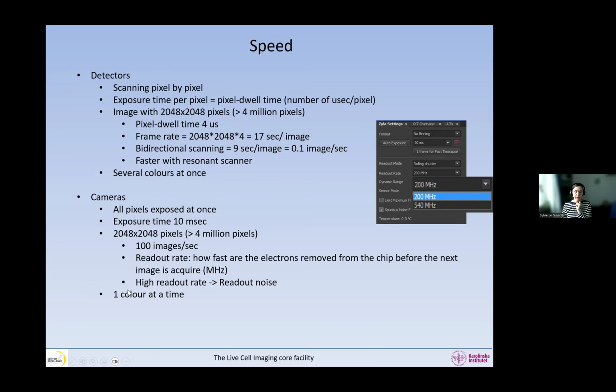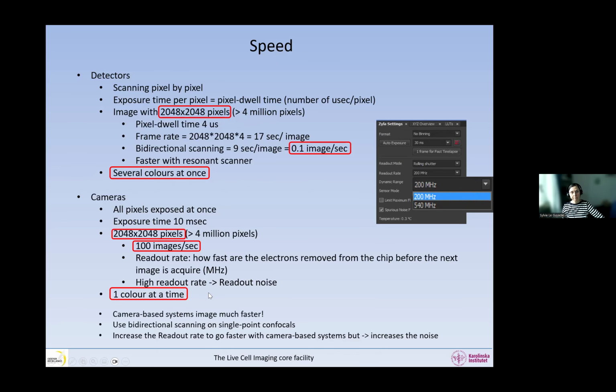And with the camera, we can only image one color at a time, except if we have several cameras or some tricks with a single camera. But most of you who have a camera can image only one color at a time. So you can see that with the same number of pixels, we have a much higher frame rate, as it's called. So the speed is much higher with a camera. But here we can compensate a tiny bit by having several colors at once, and here we have only one color at a time. So camera-based systems are much faster.